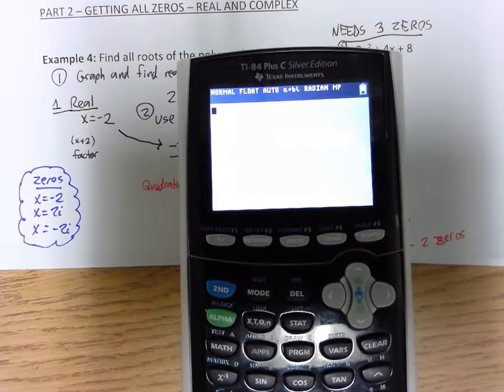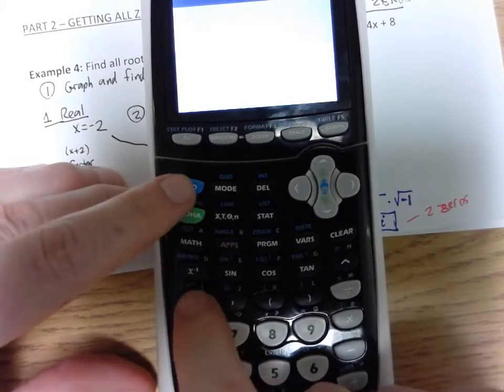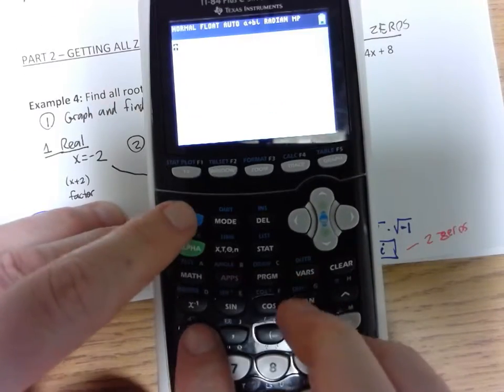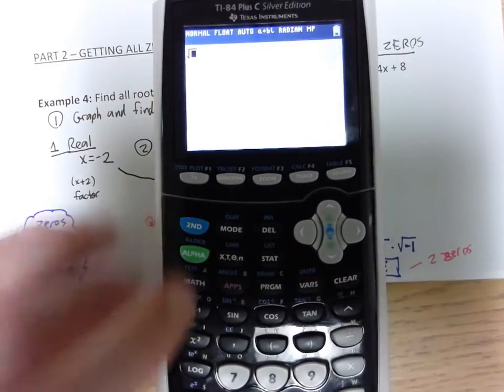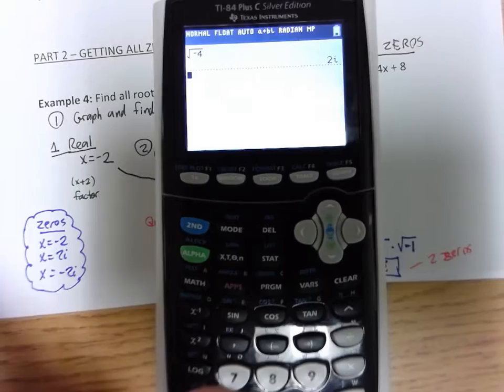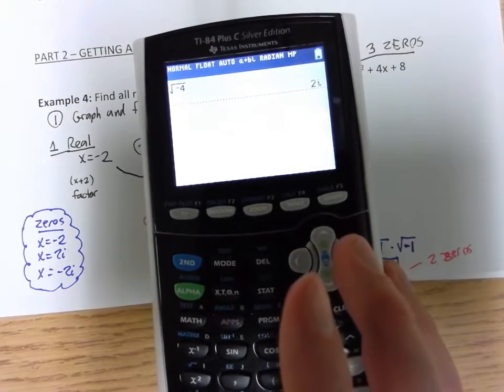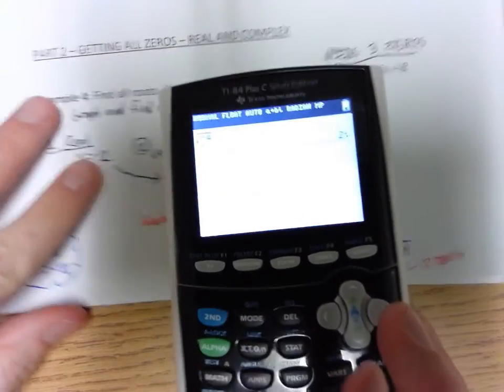It's in a complex mode. And now if you actually do the square root, second x squared, square root of negative 4, you can get 2i. Now it's not going to give you a plus or minus symbol, but it'll at least give you the i with it. So you can kind of associate that plus or minus with it. We can check our numbers.